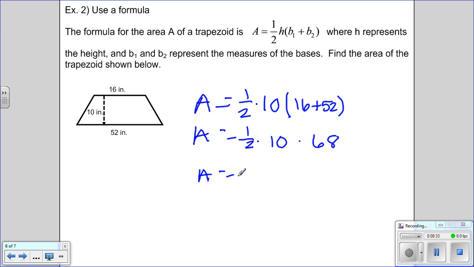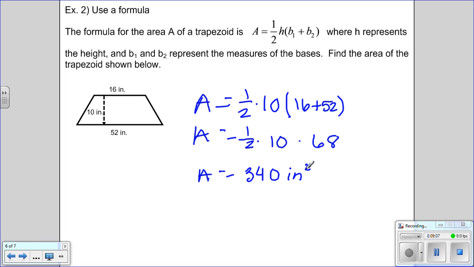Area equals, and you can multiply these in any order. It's totally up to you. It's your choice. So if I want to take half of 68, that gives me 34, and then I'm going to multiply by 10. So my area should be 340, and I'm going to label it as inches squared. Anytime you have area, you're going to use your units, and we're talking about units squared here, so inches squared. 340 inches squared.